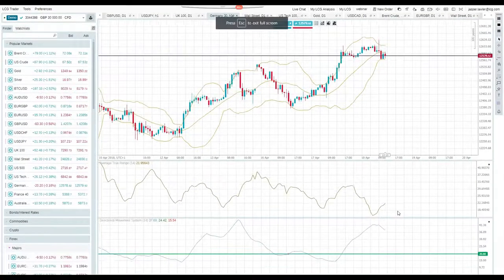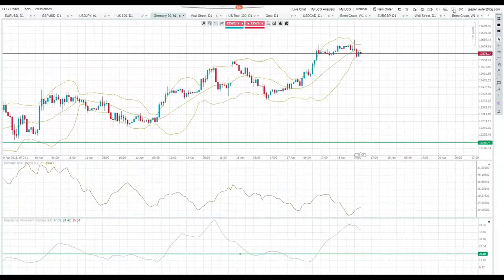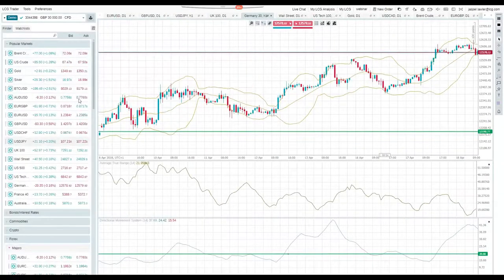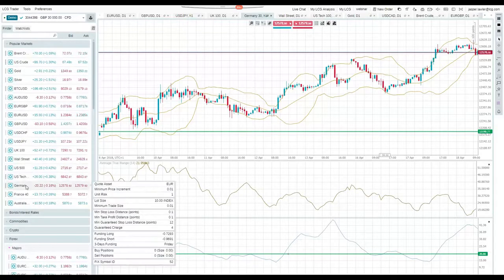So this is Germany 30, as I mentioned. This is the LCG trader platform, and if you change the layout up here, you can switch it all around. As soon as you get to a layout where you can see the watch lists, you'll see down here, there it is, Germany 30, and it will show you, as soon as you hover over it, some of the important considerations when you're trading these indices.